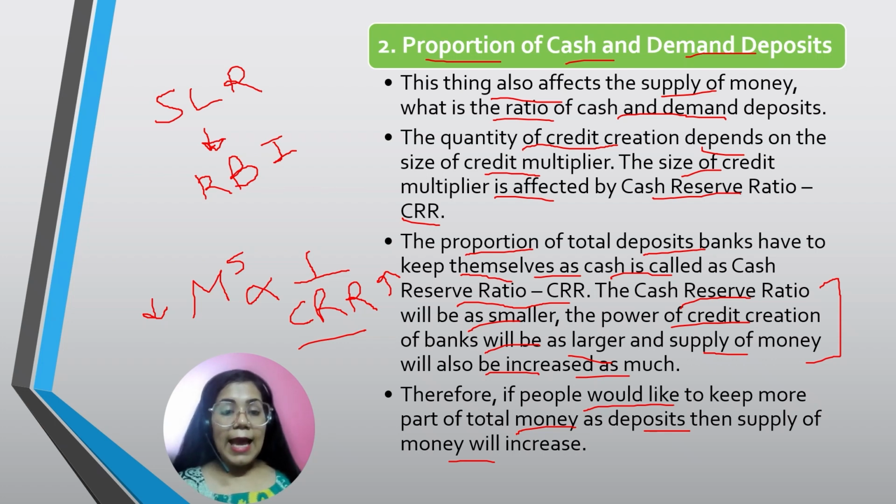And now if the public keeps less amount of money with the banks, then that money cannot be used by banks to create credit. So if people would like to keep more part of their total money as deposits, then the supply of money will increase as the credit creation power of banks will increase. So that is why the proportion of cash and demand deposits influences our money supply. Now let's go to the next factor.